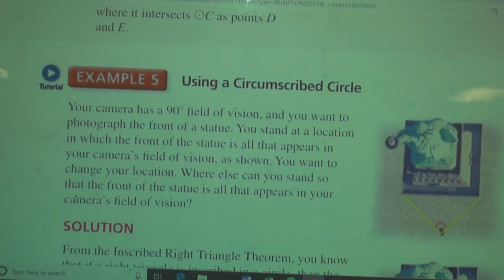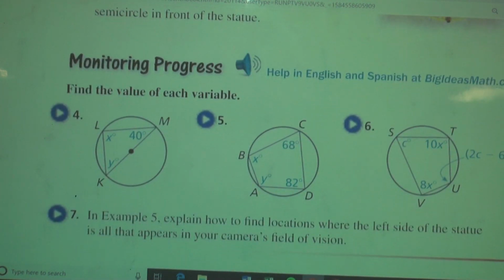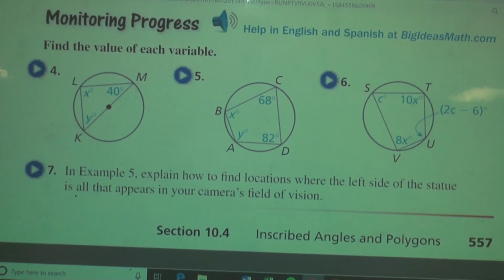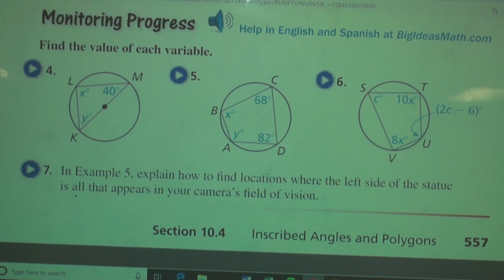I'm skipping that, because we've got stuff we've got to get through. So I want you now to get ready to pause. On this section, we're doing numbers 4, 5, and 6. We're not doing number 7. We're doing 4, 5, and 6. Okay? Pause now, and then we'll come back and talk about it.